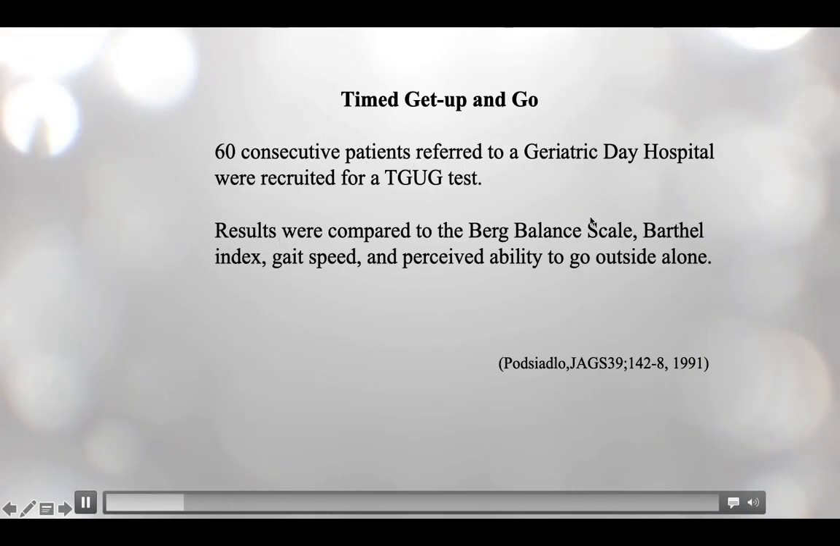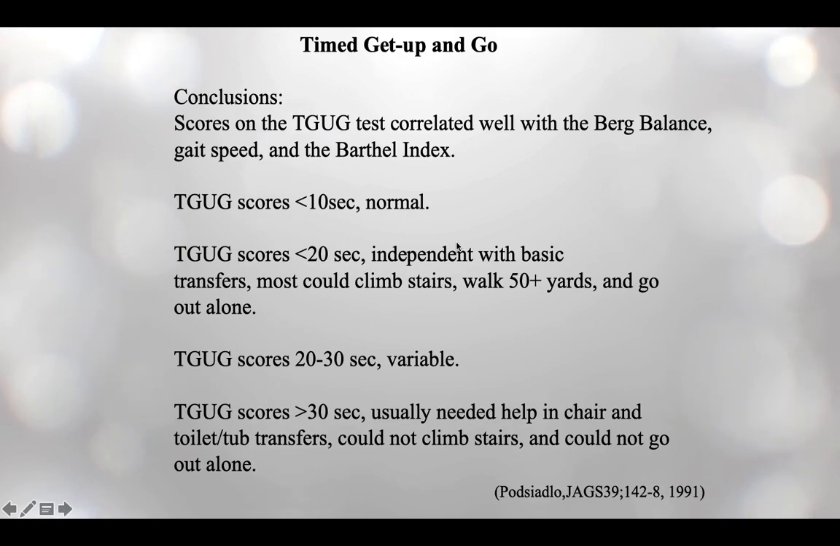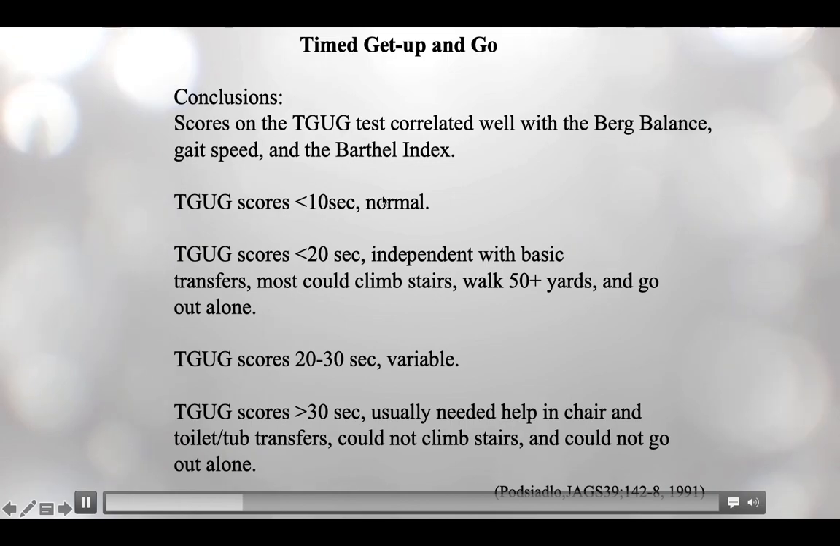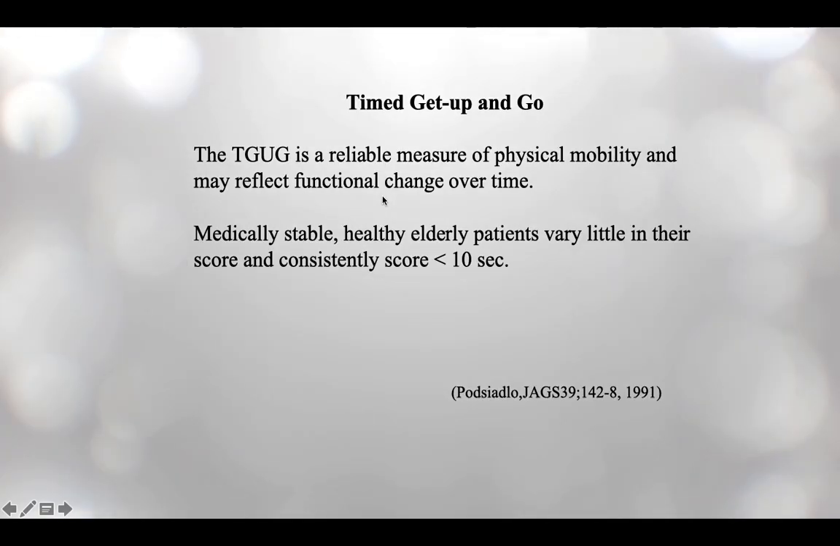The results were compared with the Berg Balance Scale, Barthel Index, gait speed, and perceived ability to go outside alone. It was compared with all of these, and its scores were as reliable as theirs. Conclusions. They correlated well with the Berg balance scale, gait speed and Barthel index.